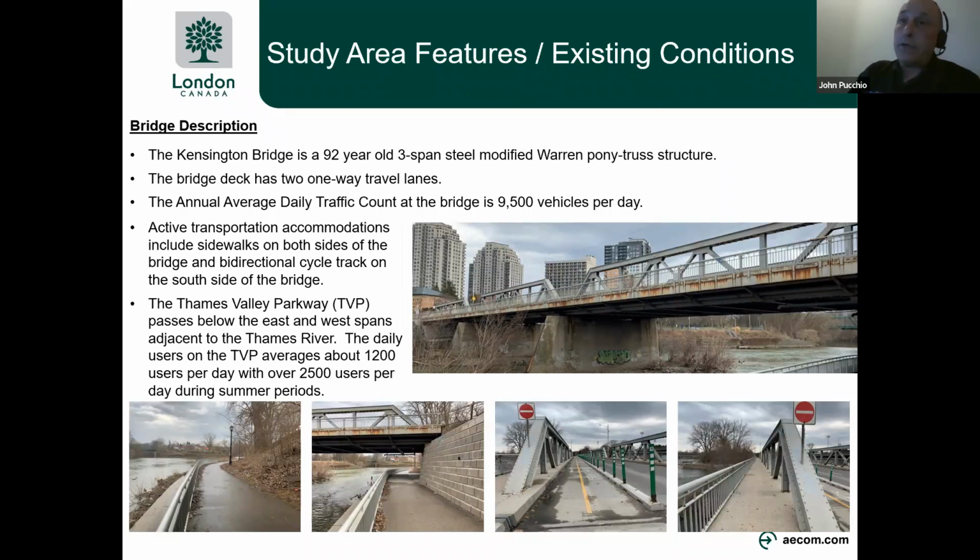The west abutment is also integrated with the West London Dike system located along the west side of the river. The bridge spans the north branch of the Thames River, as well as the Thames Valley Parkway, or TVP, which passes below the east and west bounds, just adjacent to the bridge abutments. The bridge carries about 9,500 vehicles a day heading into the downtown. As well, there's approximately 1,200 users on the TVP each day, which more than doubles during the summer months. So there is a lot of activity on, around, and below the bridge in general.